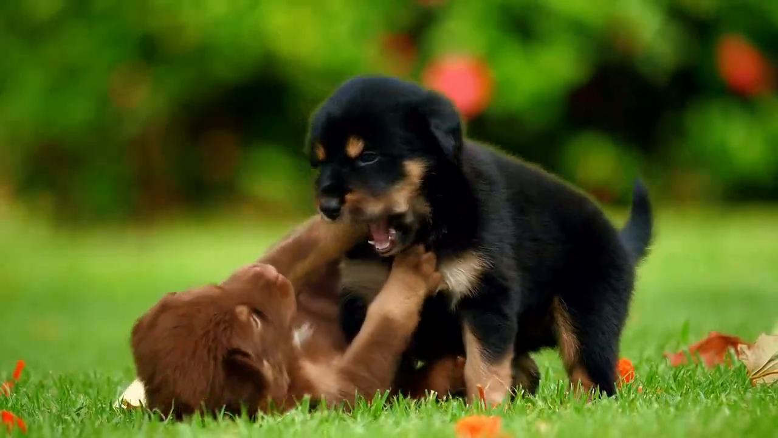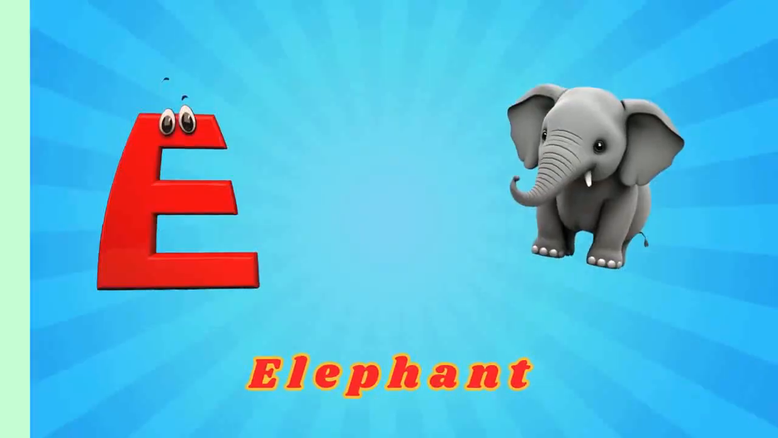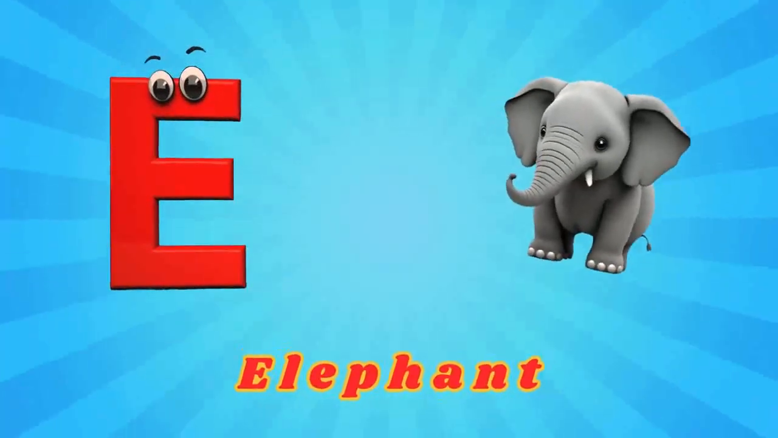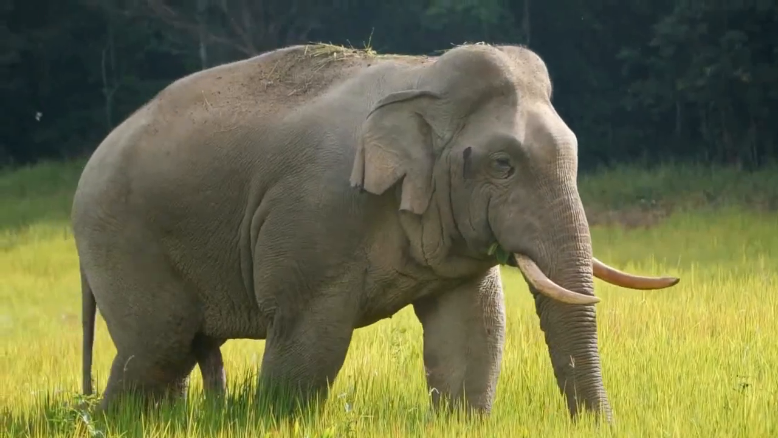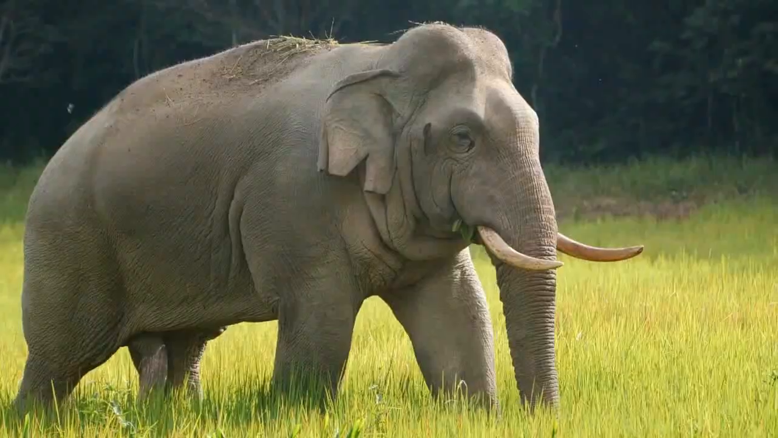D is for dog. E is for elephant. Elephant. E is for elephant.